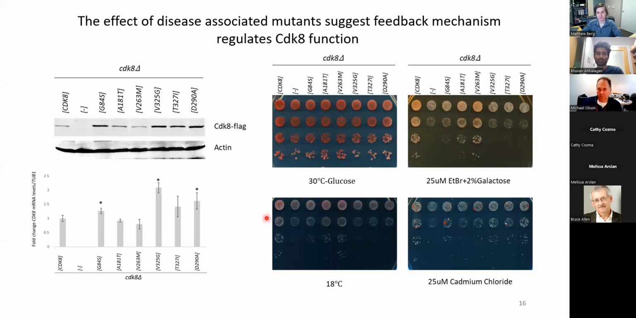Together, it suggests that there is a feedback mechanism where, since there is a disruption in CDK8 function, maybe the cells are trying to produce more CDK8.